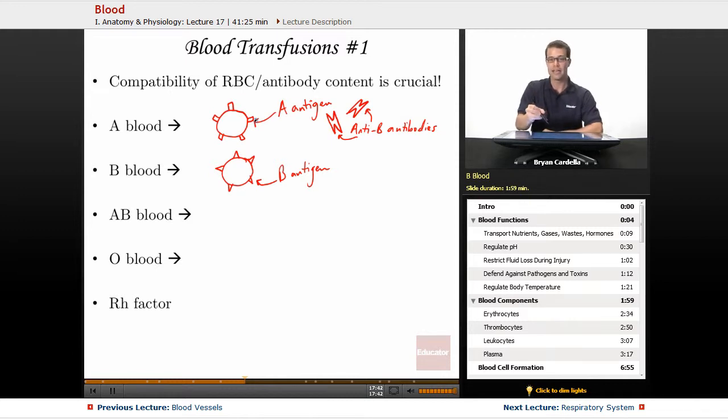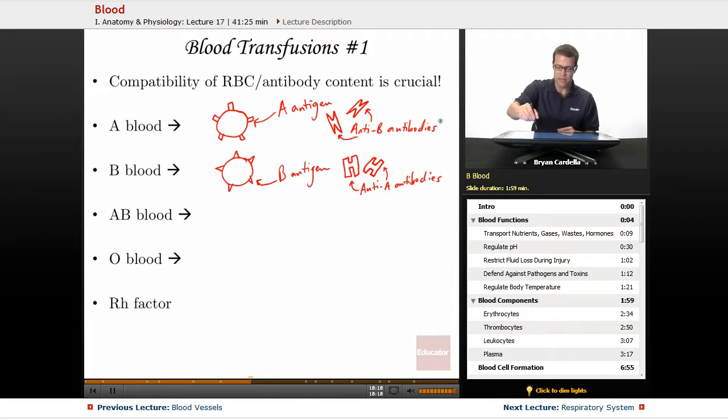Well, B blood in the plasma, in that fluid floating around, you have the opposite going on. You have antibodies that would look like this. I know this looks like an H, but use your imagination. So these would be floating around, and these particular antibodies, guess what? Anti-A antibodies.